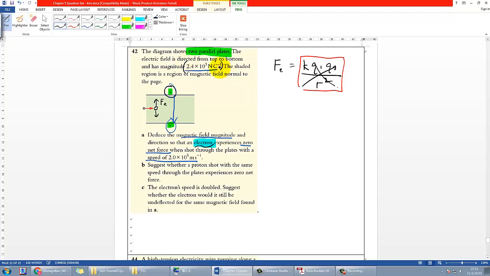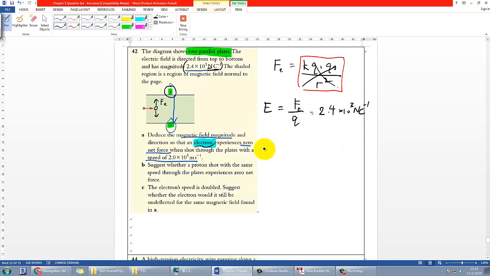Because apparently you can see they provide you the electric field strength, then you can actually use it. You can see Newton per Coulomb. So the equation that you need to use is E equals F over Q, which equals 2.4 times 10 to the power of 3. Okay, that is something you will need to use.